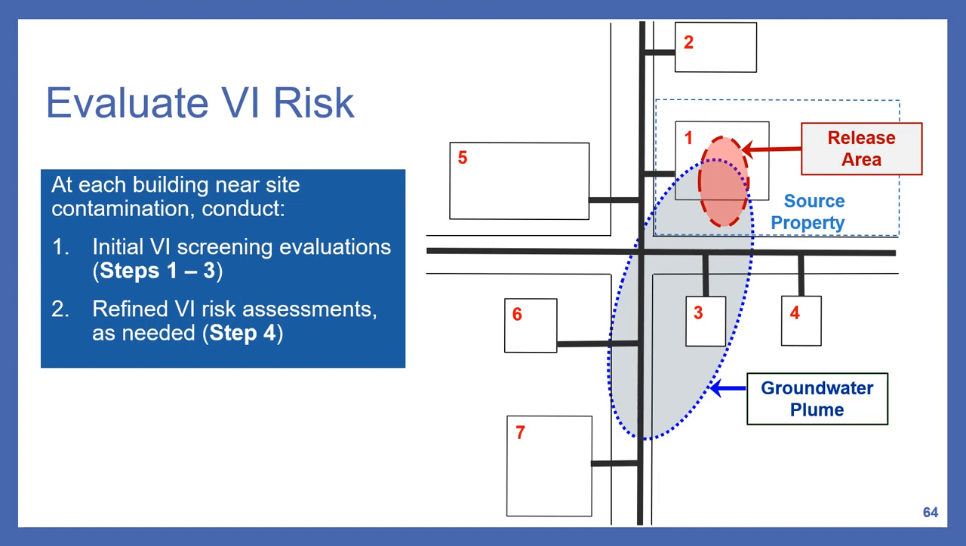One of the main goals of this guidance is to provide a process for evaluating VI risk. The guidance stresses the need to assess the risk at each building located near site contamination. In the example shown here, there are 7 buildings that each have to be evaluated for VI risk. Steps 1 through 3 discuss the process for initial VI screening, while step 4 discusses how the initial screening assessment can be refined for a building once sufficient site-specific information has been collected.